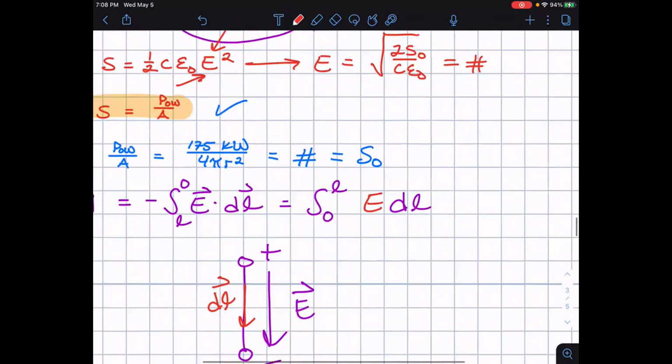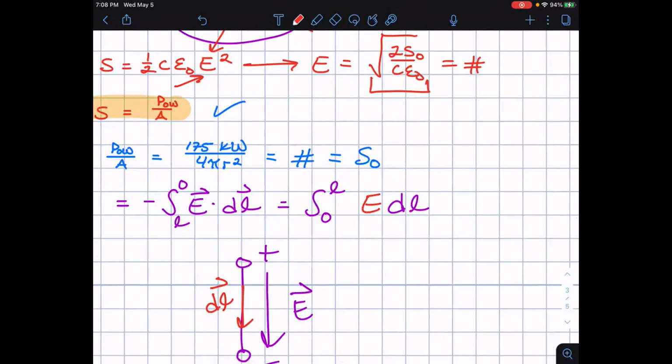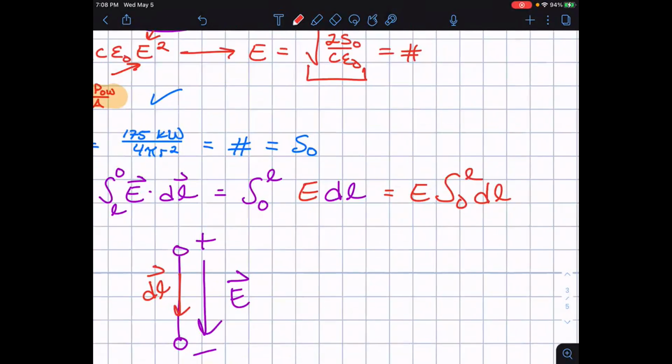Notice in this electric field, this expression right here, none of that changes as I move along my antenna. So I could just pull it out of my integral, leaving the integral from 0 to L of dL. And the integral of dL is just going to be L. So the answer to this problem is just going to be E times L.